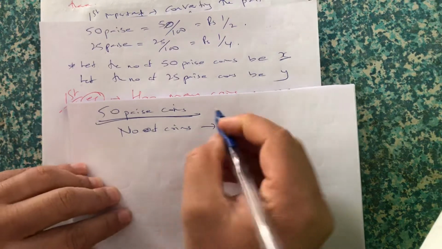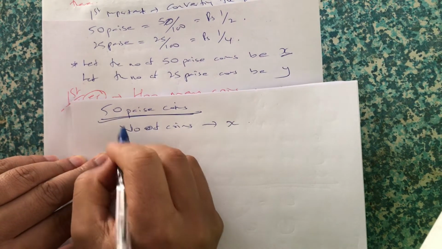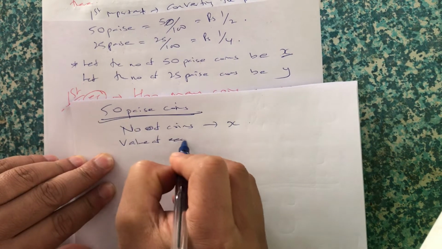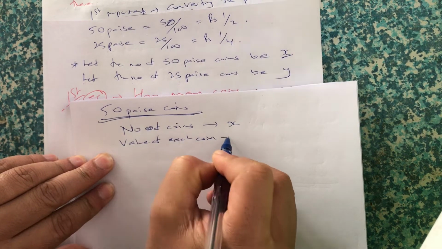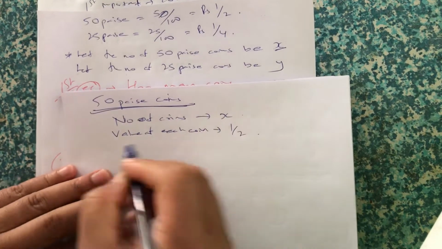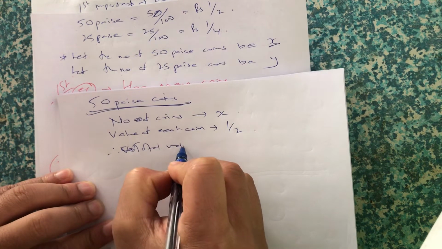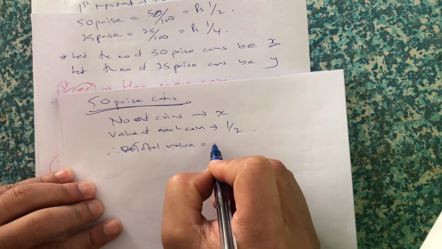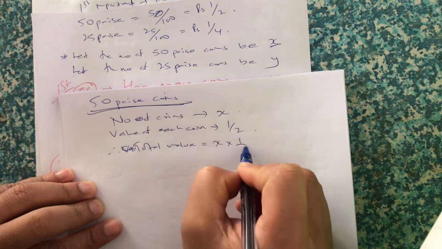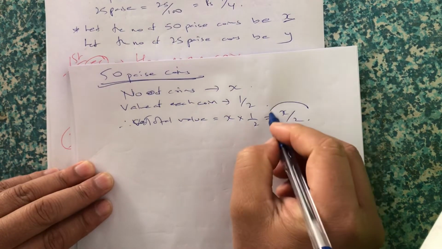50 paise, the number of coins we have taken to be x. So the number of 50 paise coins is equal to x. And 50 paise is the value of each coin, but we will not write it as 50 paise, we'll write it as half rupee. So the total value will be the number of coins into the value of each coin, that is equal to x by 2. So this is the total valuation of the 50 paise coins.